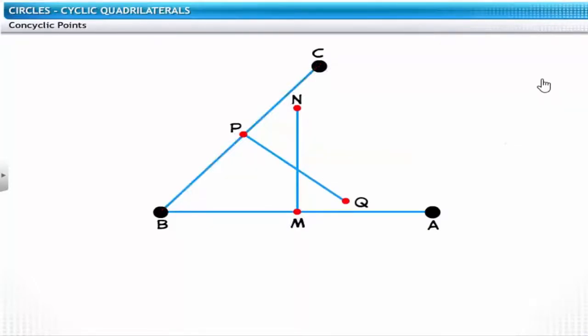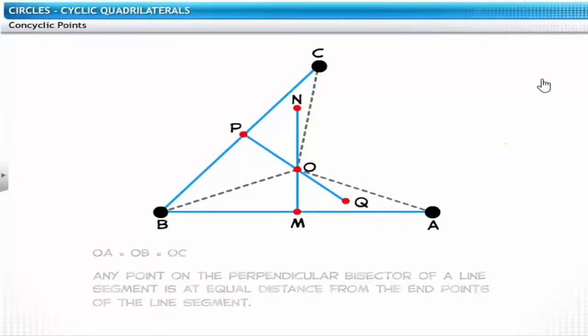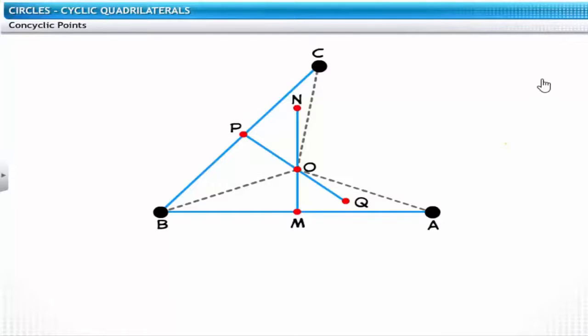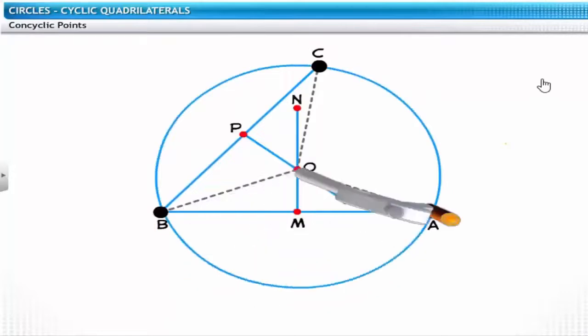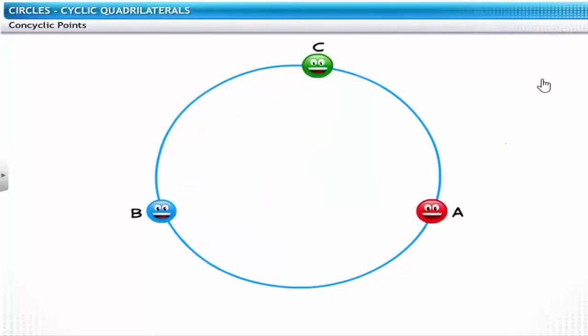The perpendicular bisectors of AB and BC intersect at O. What can you say about the lengths OA, OB and OC? They are equal because any point on the perpendicular bisector of a line segment is at equal distance from the endpoints of the line segment. Since A, B and C are at equal distance from O, a circle drawn with the center O and the radius OA will pass through all the 3 points A, B and C. So, the 3 friends were right after all.